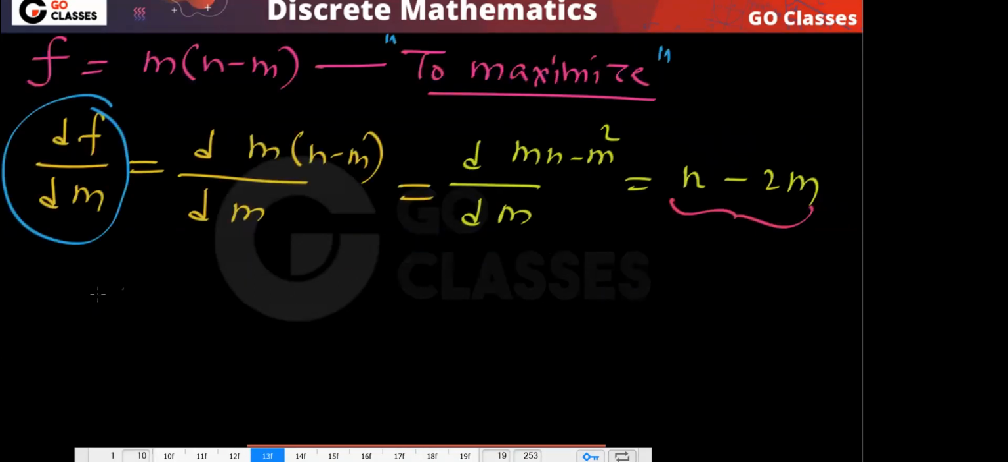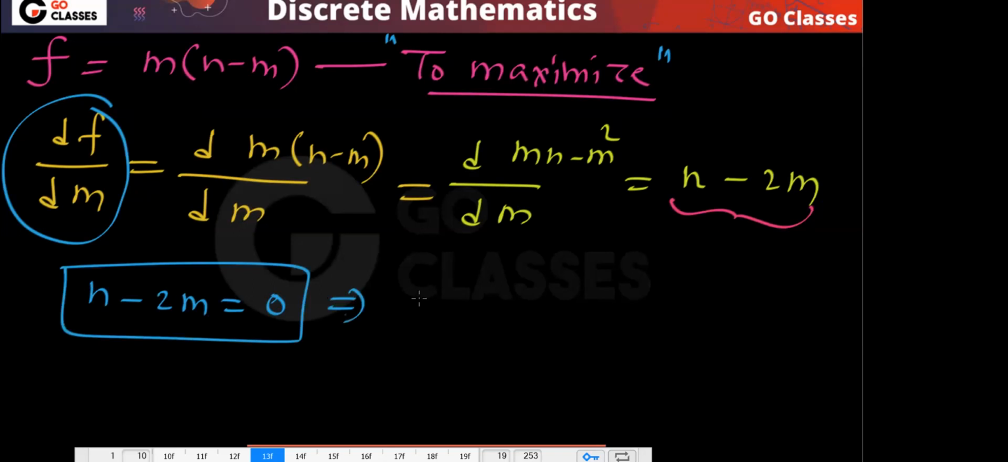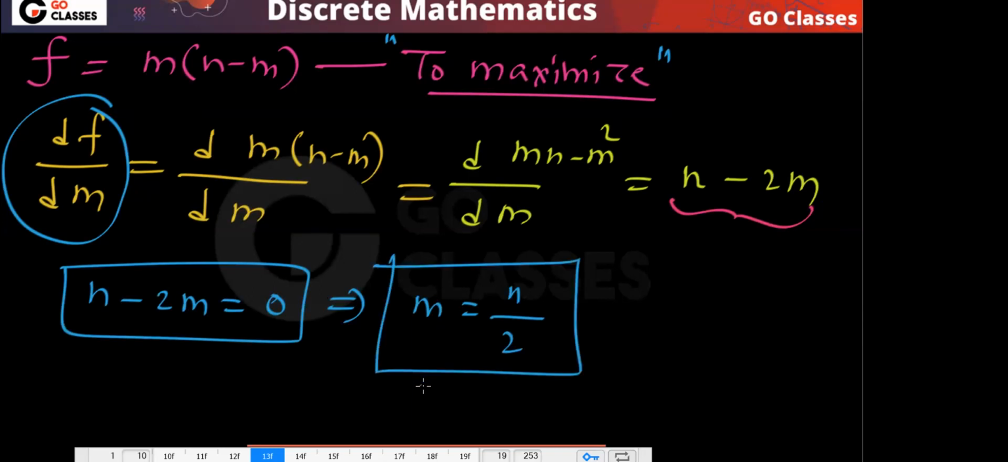Now, the second thing we do, we put this equal to 0. So from here, m is equal to n by 2. So this value will maximize. If you want to maximize, then this value will maximize.